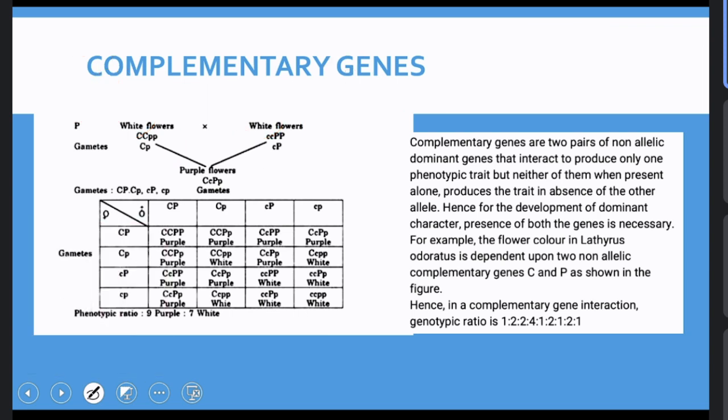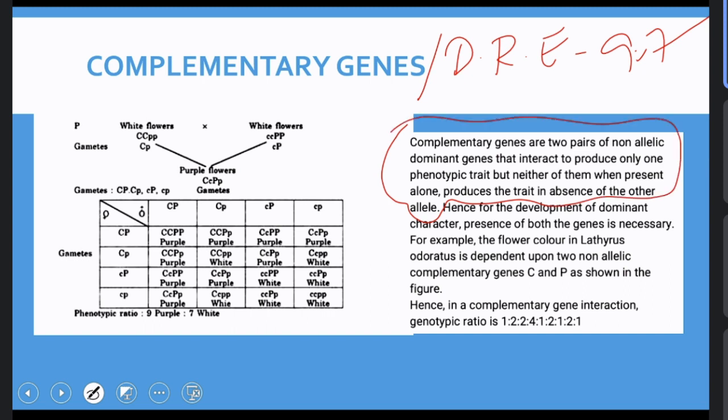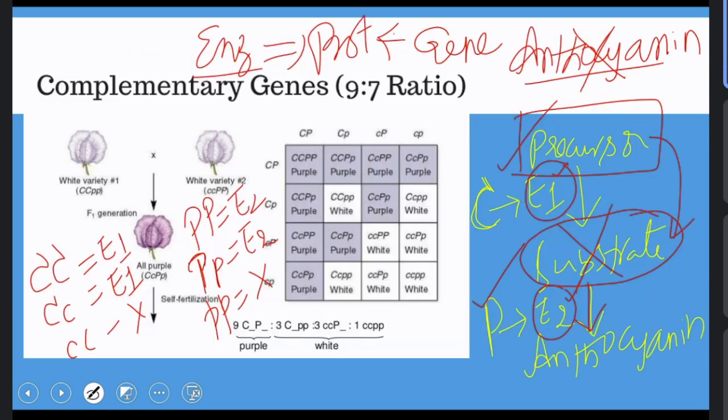So what you have to remember here is complementary genes. This phenomenon is also called duplicate recessive epistasis. And the other thing you have to remember is 9:7. And if you can, also remember this particular definition.